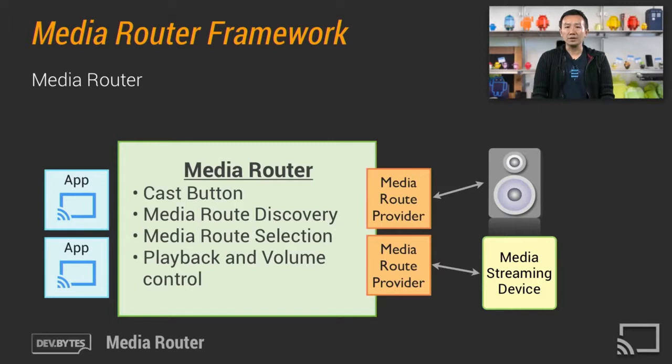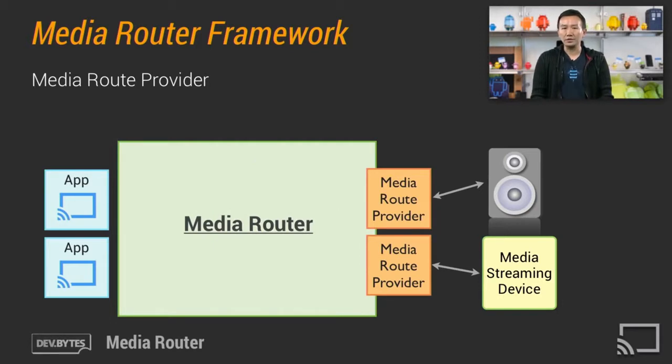In this episode, we are going to talk about the media router, which is a mediation layer for apps to cast media content to supported devices. The paths to these devices are known as media routes. At a high level, the media router offers APIs to render the cast button, discover and select media routes, query the capabilities of the route, and control remote playback via an intent-based protocol.